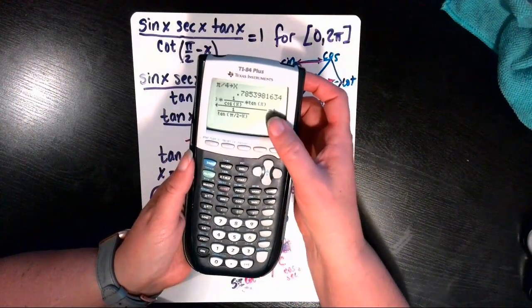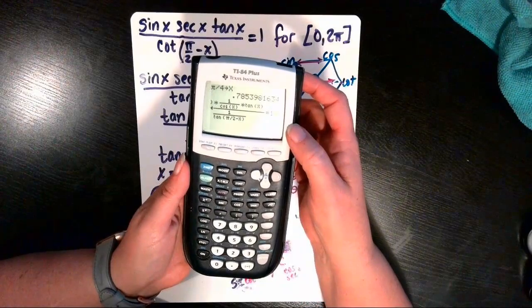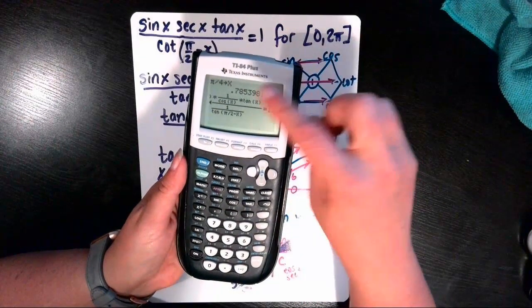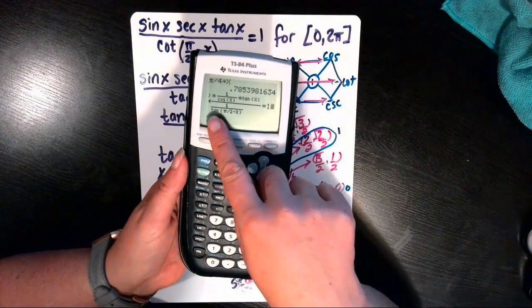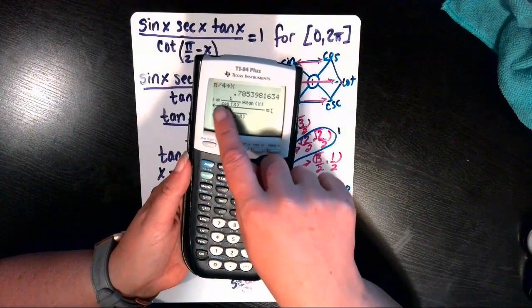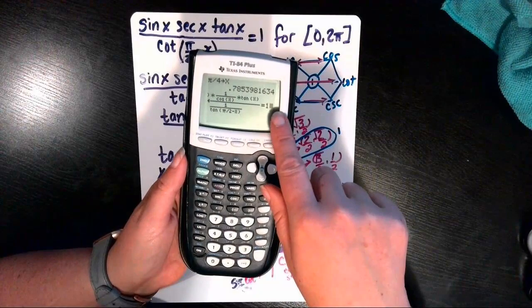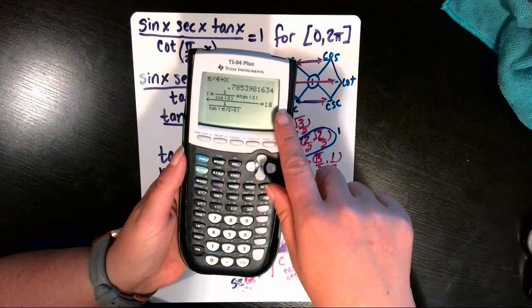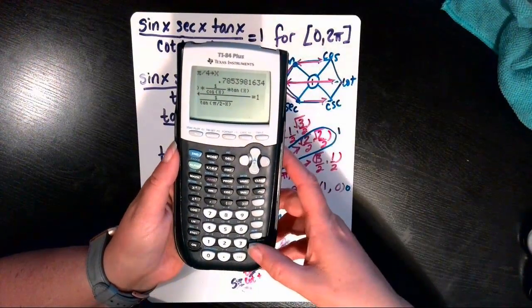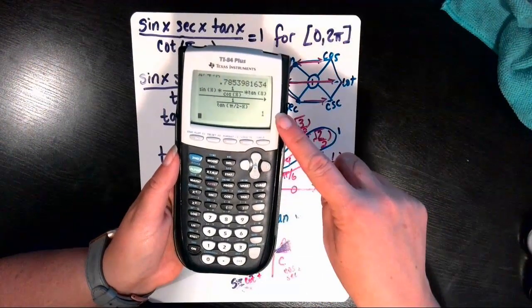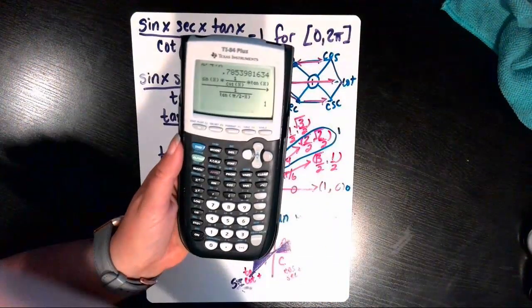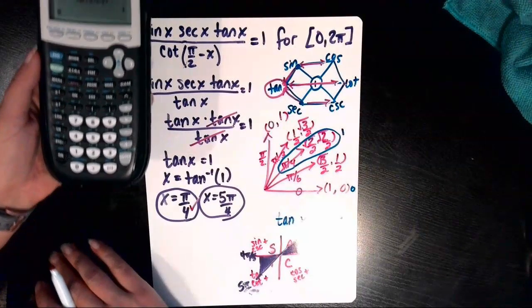So when we use the equals from the test menu, that's asking the calculator to substitute in this pi over 4 value that was stored as x for all the x's in this equation. And then if it's true, it's going to return a 1. If it's false, it's going to return a 0. So we press enter and we get a 1. So that means that this pi over 4 solution does in fact check.